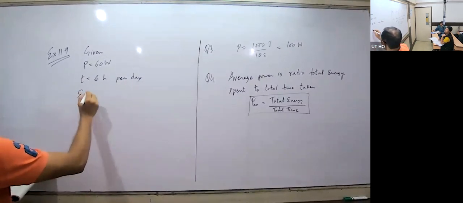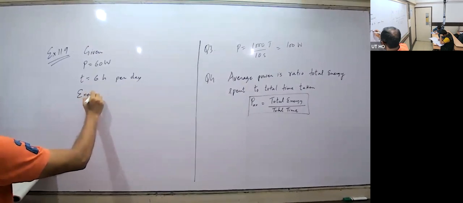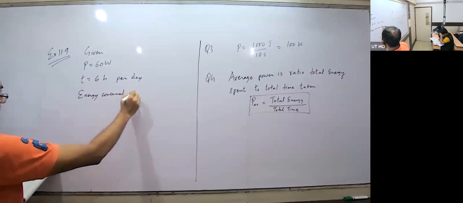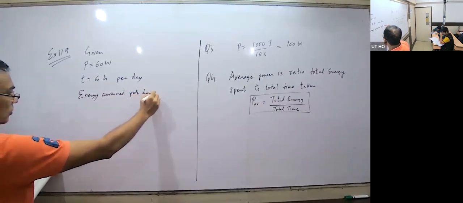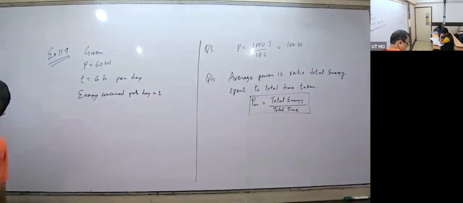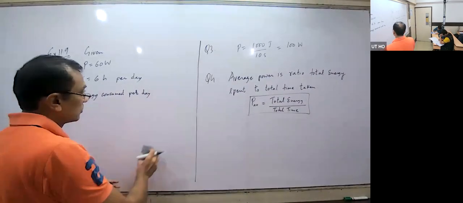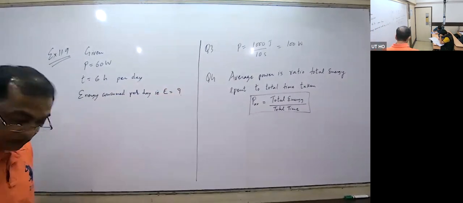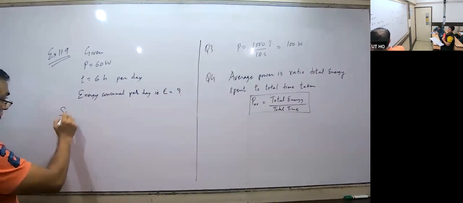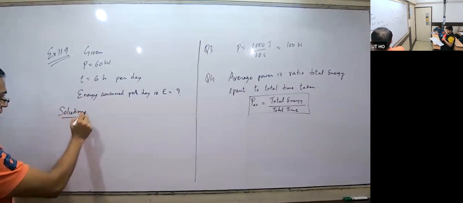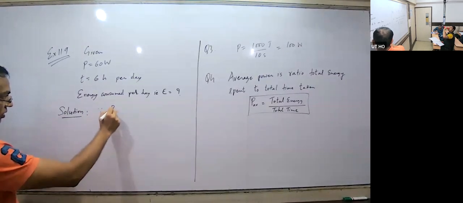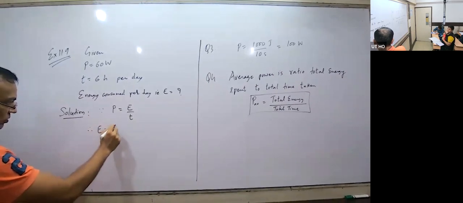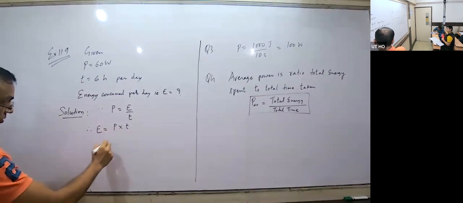So energy consumed per day, that is E. Determine E. What is the solution? Power into time. So P is equal to E by T, we know this. Or E is equal to P into T. Right? What is power?